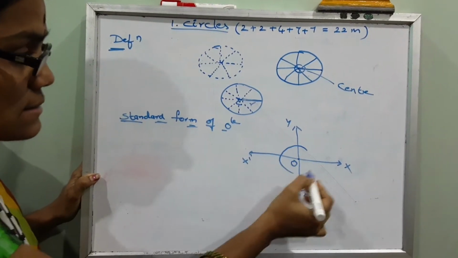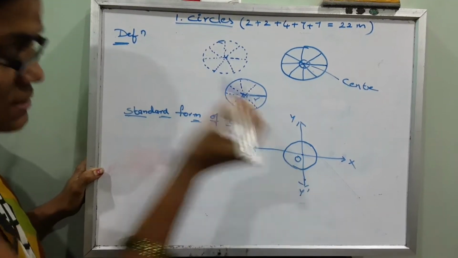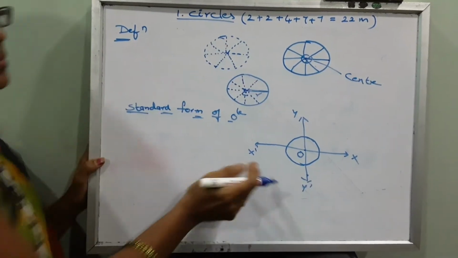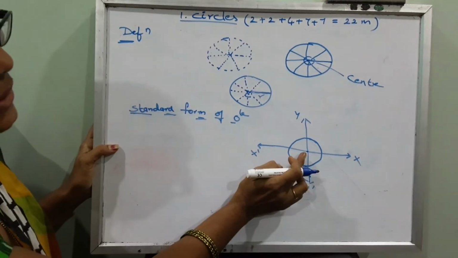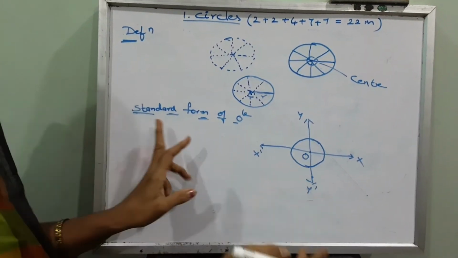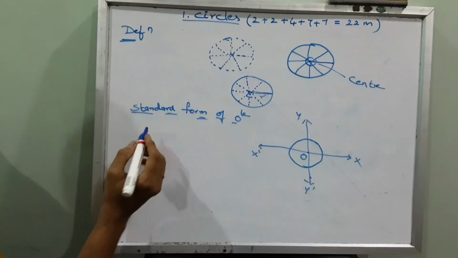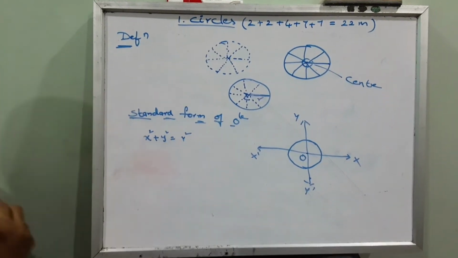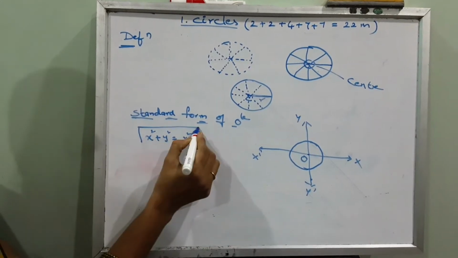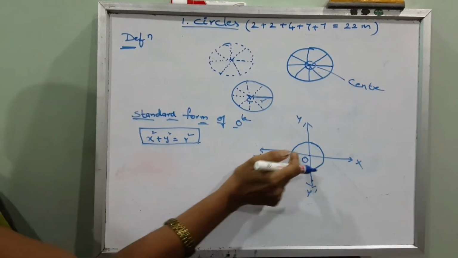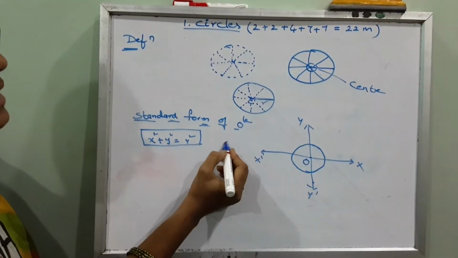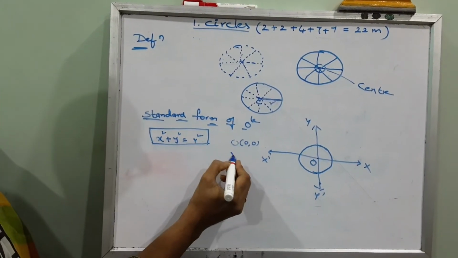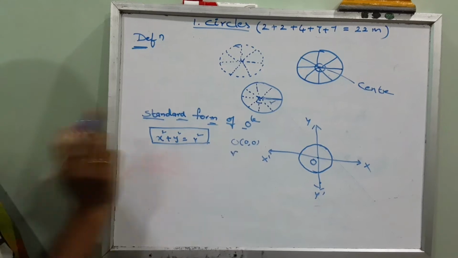And the circle will be like this here. This is the circle on the plane. Here the origin is 0, 0. The standard form of the circle is x square plus y square is equal to r square. Here the circle is passing through the origin. Origin is the center, and the radius is denoted by small r.